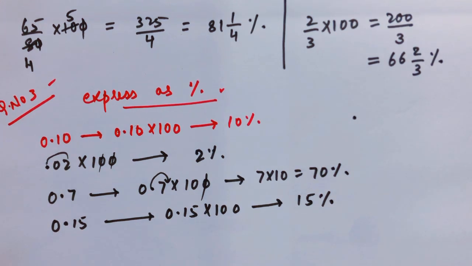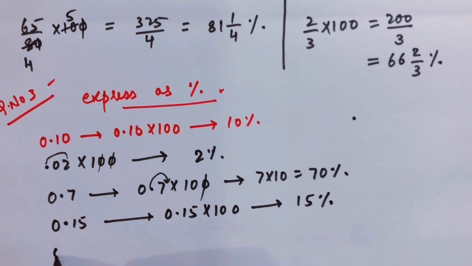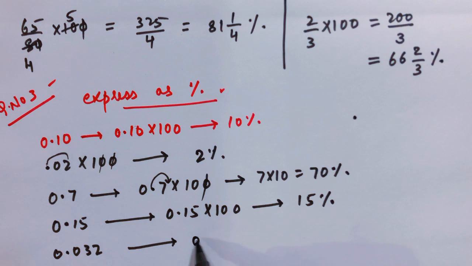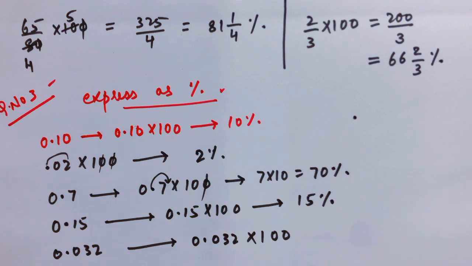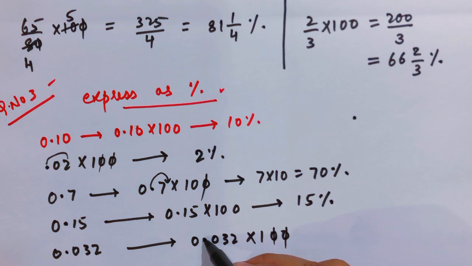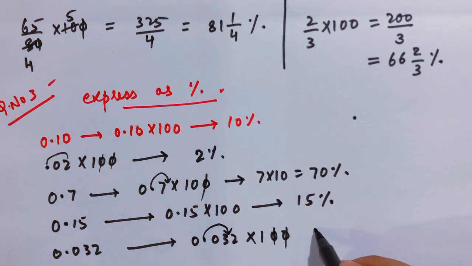एक और नंबर लेते हैं जी, 0.032. The same thing, 0.032. When you multiply it by 100, what will happen? Nothing will happen. This decimal will come to its place where it should be. So is equal to 3.2%.